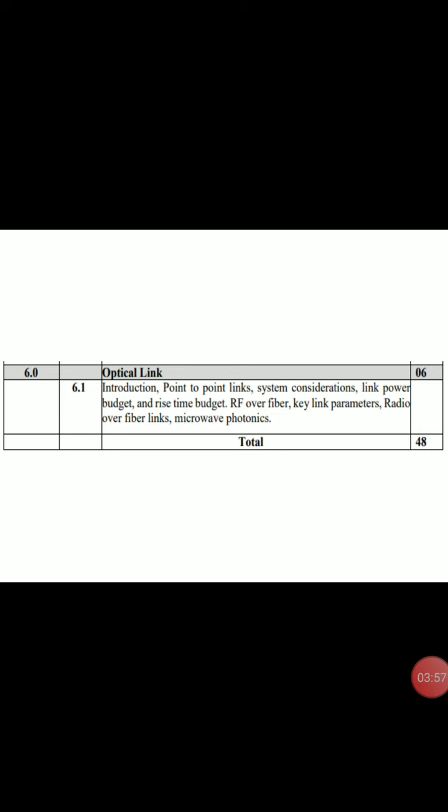In that chapter we will see the introduction, point to point link, system consideration, link power budget, and rise time budget. In the exam there will be a question with numericals on this topic, where we have to find out the link power budget. Then rise time budget, RF over fiber, key link parameters, radio over fiber links, microwave photonics. All these parts are covered in this last part, optical link.